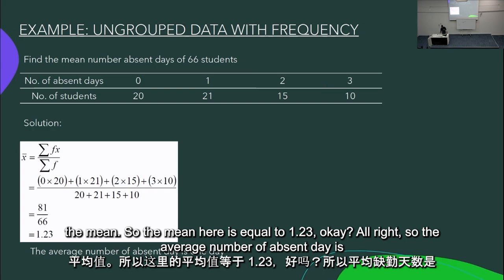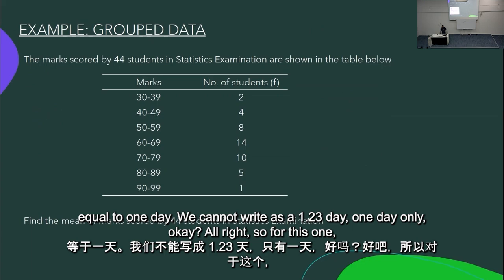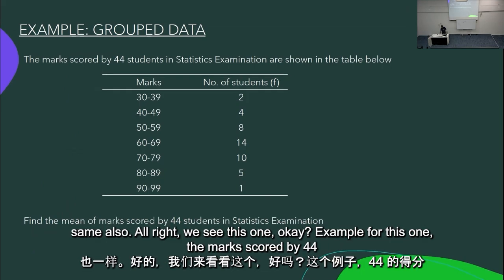Alright, so the average number of absent days is equal to 1 day. We cannot write it as 1.23 days. 1 day only. Alright. So for this one, same also. Alright, we see this one.